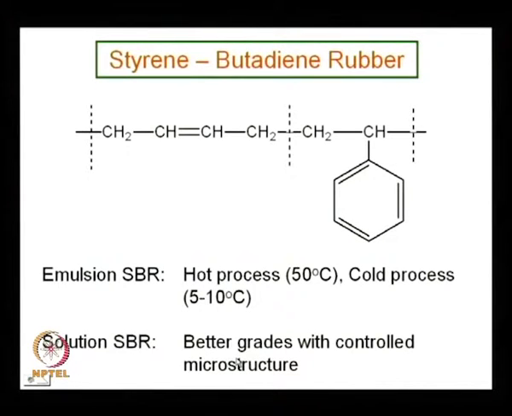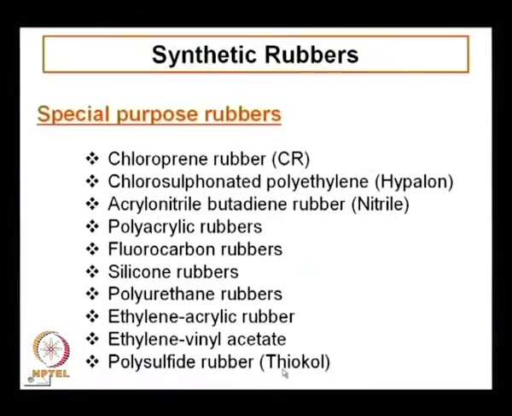Solution rubber means rubber produced by the solution polymerization technique. It gives better grades with controlled microstructure, where you can have better control on the microstructure. Whatever you want, you can control and get that microstructure of the polymer.